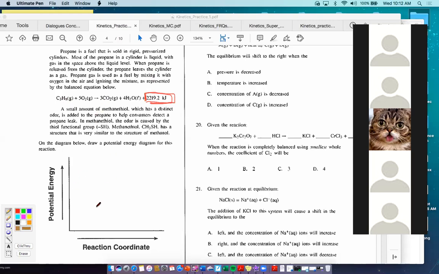So all I want to do is draw an exothermic reaction profile. I start my reactants at some amount of energy. I have my activation energy bump, and then because it's exothermic, my products end up at a lower potential energy state. This here is the amount of energy given off. That would correspond to this difference between the product energy and the reactant energy. I would say that this is a value of negative 2219.2 kilojoules, just like that. All right, so that's pretty simple.